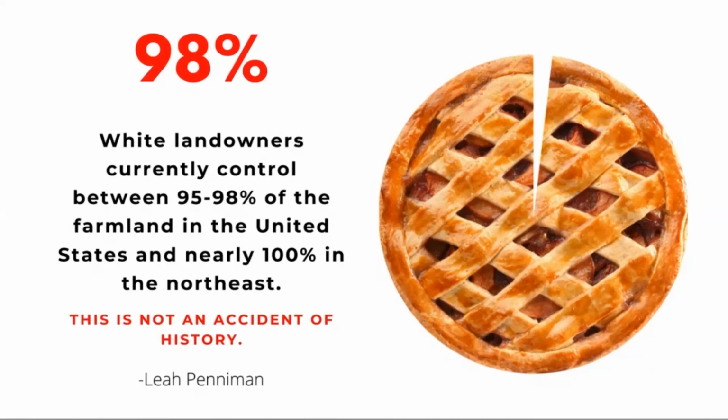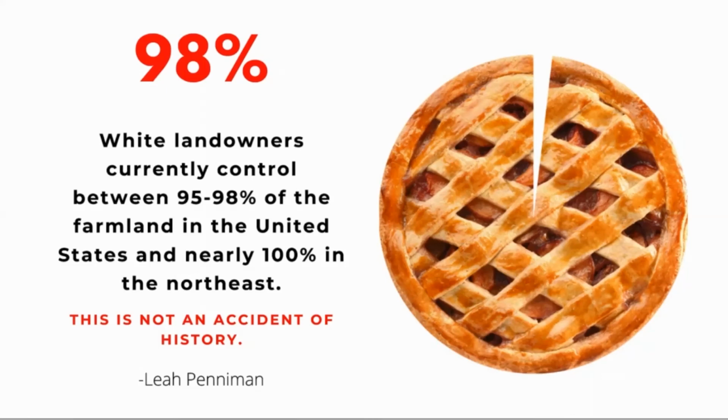So ultimately, the reason we're here today and the reason the Northeast Farmers of Color Land Trust exists is because 98% of farmland in the United States is currently controlled by white landowners. And as one of our founding NEFOC Network members, Leah Penniman, author of Farming While Black, says, this is not an accident of history. And as you can see in that very brief rundown with this timeline, that history shows very clearly the systems that were put in place in order to dispossess people of land.